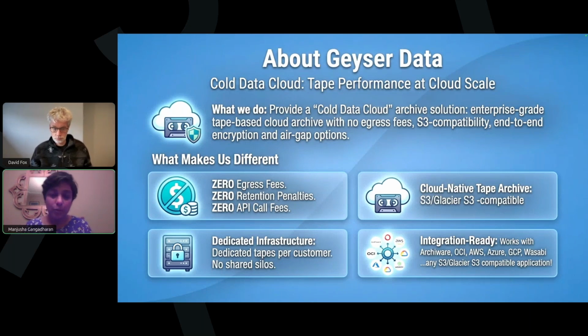So if you were to sign up with us for storage, the media that we allocate to you is only allocated to you. So one tape will contain data only for that customer. There are no shared silos. So how does that make a difference? Now, because they are dedicated tapes, the time to first byte is much faster.